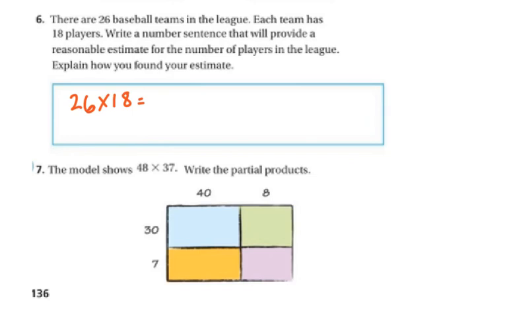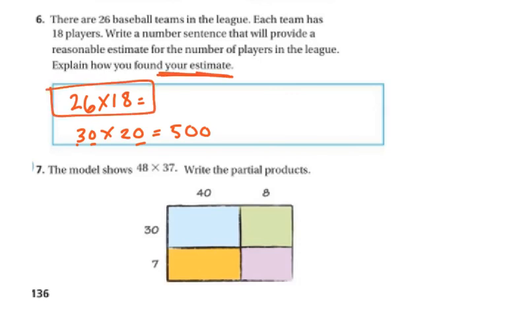Well, you could say this is close to 30 times 20, right? And 30 times 20, well, 3 times 2 is 6, and then I have 2 zeros in my problem, so I have 2 zeros in my answer. And again, this is only because they want the estimate. If I wanted to solve it, I would need to do this out, right?